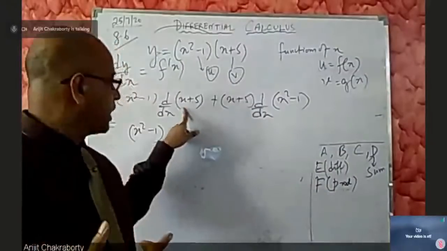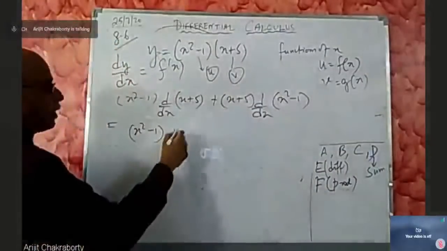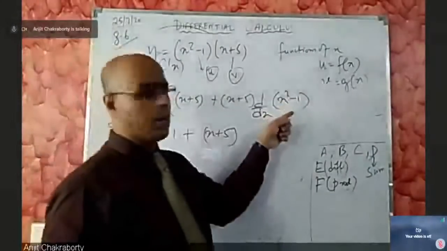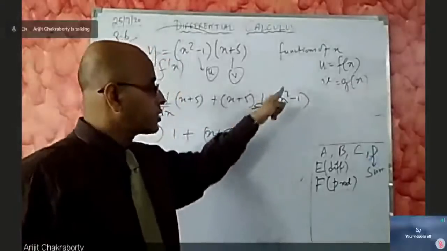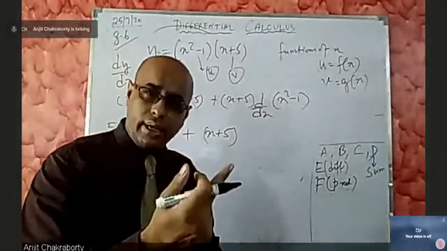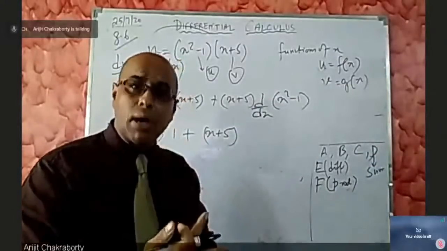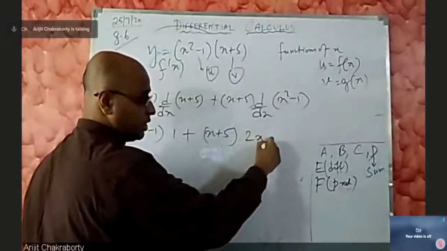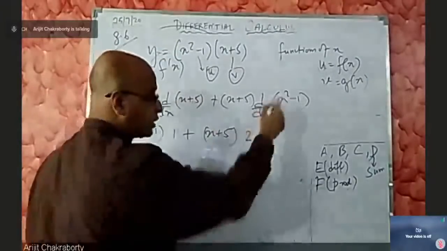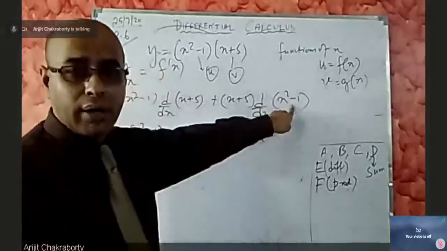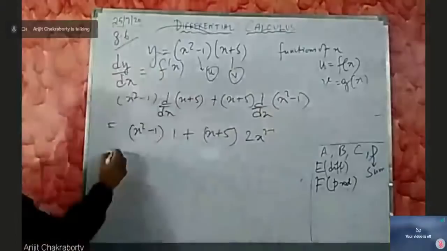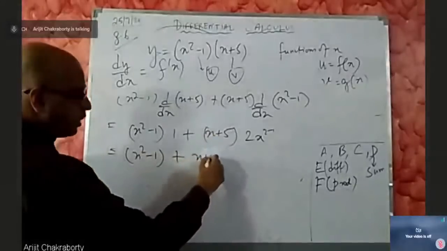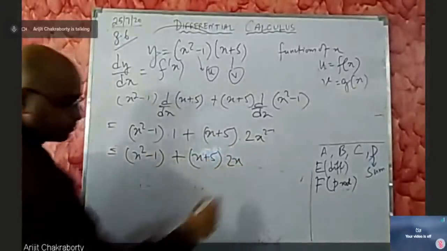It is 1 because x becomes 1, 5 is 0. So into 1 plus x plus 5 into d/dx of x square minus 1. X square is of the form x to the power n. So the formula is n x to the power n minus 1. So x square will become 2, that is n x to the power n minus 1, so 2 minus 1. And this minus 1, d/dx of minus 1 is 0. So this is x square minus 1 plus x plus 5 into 2x.